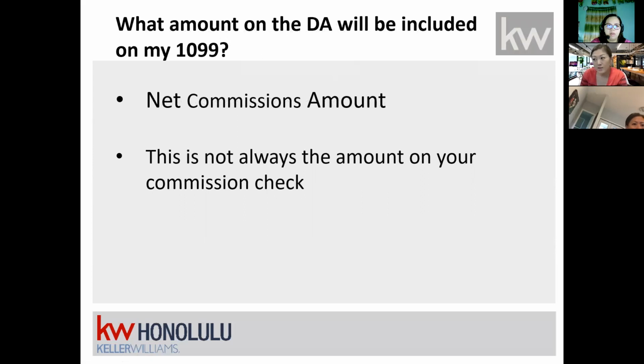Okay. What amount on the DA will be included in my 1099? It's the net commissions amount. We're going to go over some sample DAs so that you could take a look at it and you'll know exactly what amount is going to be reported on your 1099 at the end of the year, and what will be taxable to you at the end of the year. Because it's not always the amount on your check that is on your 1099. It will not always be the case.